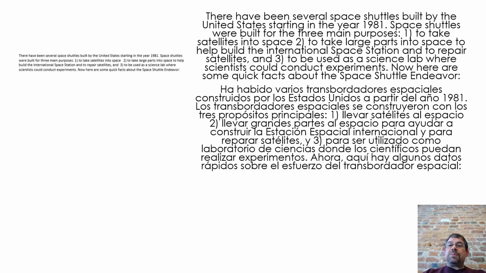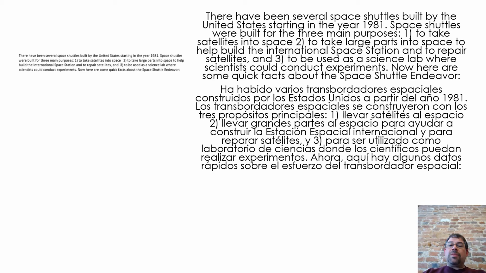There have been several space shuttles built by the United States starting in the year 1981. Space shuttles were built for three main purposes. 1. To take satellites into space. 2. To take large parts into space to help build the International Space Station and to repair satellites. And 3. To be used as a science lab where scientists could conduct experiments.